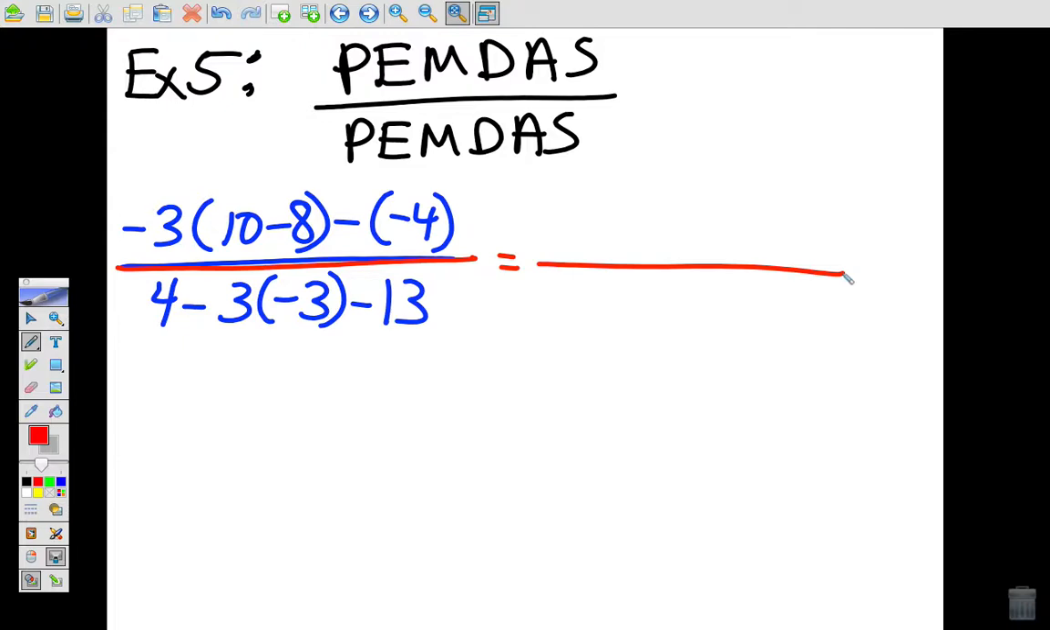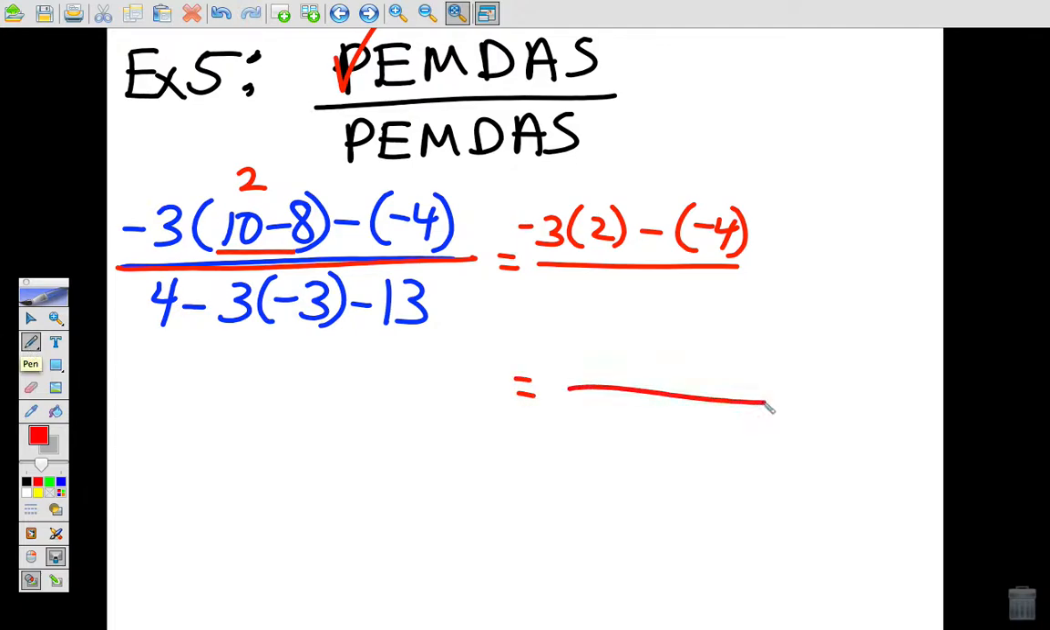So let's see, on top of the bar, use PEMDAS. Do you have any parentheses? Answer is yes, right here. 10 minus 8 is 2. So I have a negative 3 times 2 minus a negative 4. All right, I've taken care of the P there. Now I'm going to do the same thing down below. Now there's other work. In fact, here, let's do it this way. I'm just going to write these out as I go along.